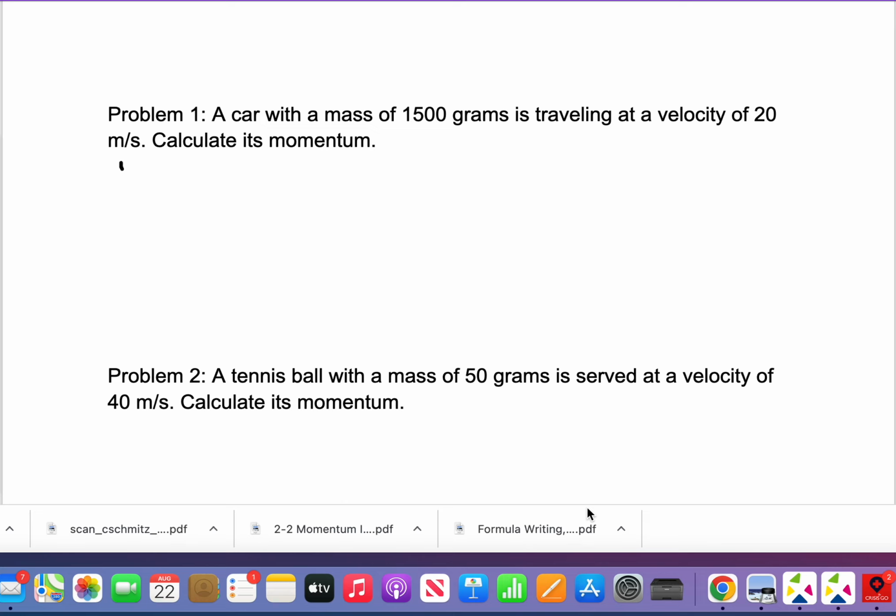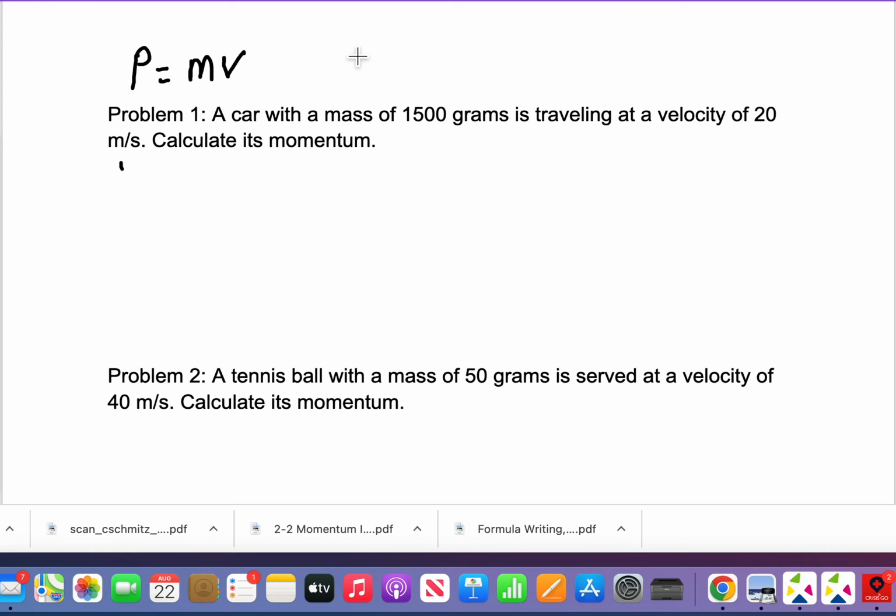Shows how to do momentum problems when the units are not in kilograms. The first thing you should know is, when you get your answer for momentum, which is the P symbol, remember the formula: momentum equals the mass times the velocity. The momentum has to contain the mass unit.